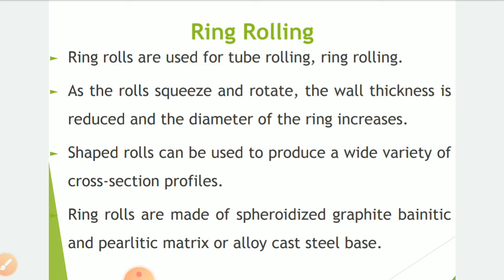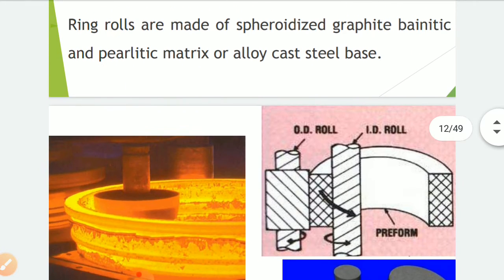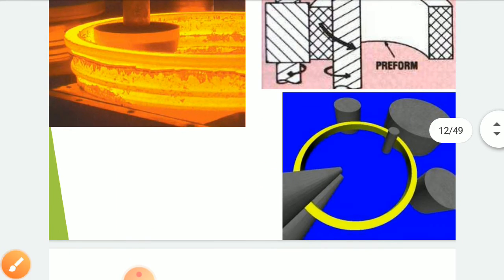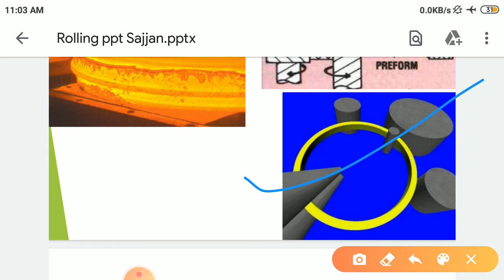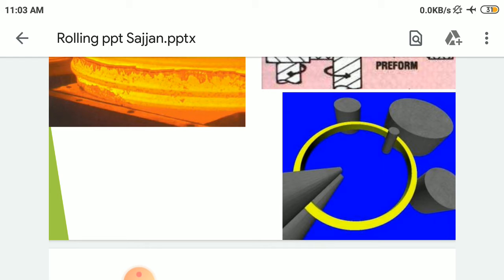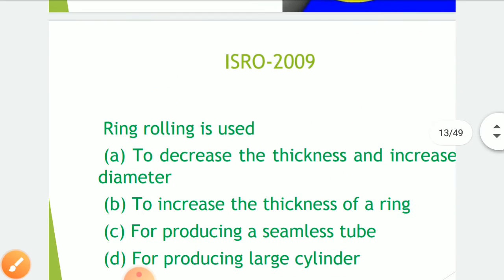Okay, so as you can see in this diagram, this is a tube. Let's suppose whose thickness is initially some t. So after rolling between these 3 or 4 rollers, we will decrease the thickness of the tube. So that's known as ring rolling. Now come to the next question.